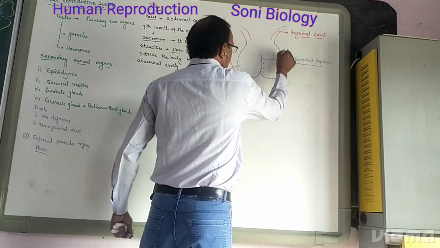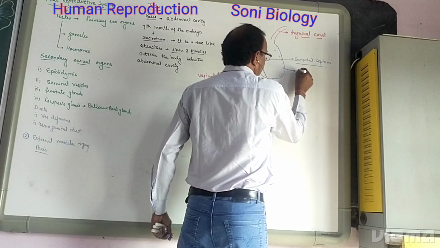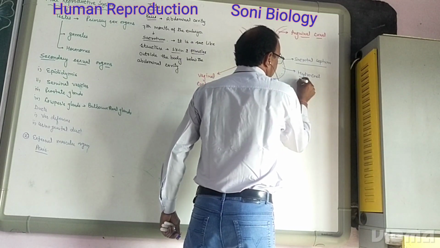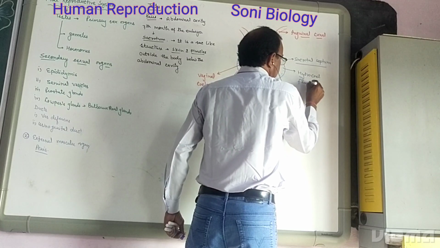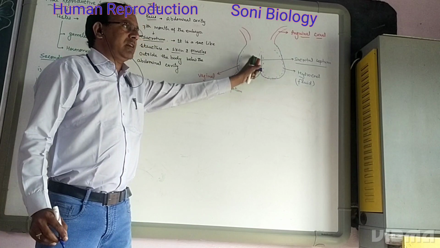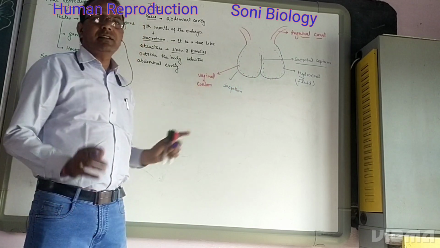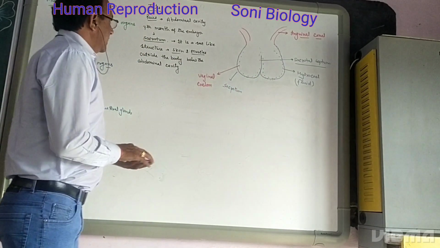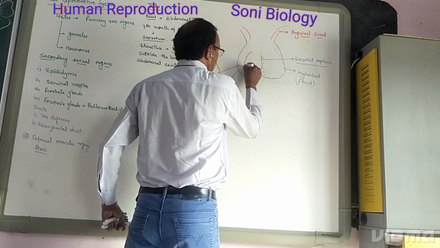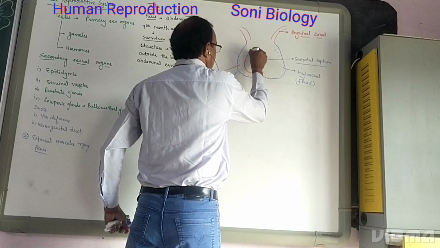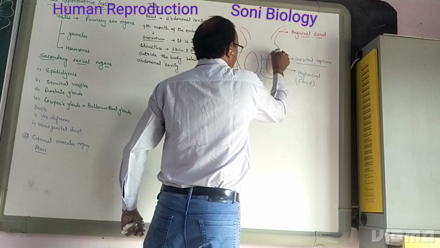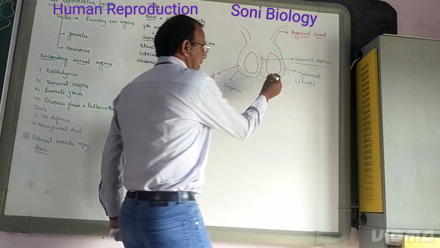This fluid is called hydrocele. The fluid which is present in the scrotal sac, and this scrotal sac or scrotal cavity is known as vaginal cavity. Testes are present in each sac in an oval shape. Each cavity contains an oval-shaped testis. This is the testis.